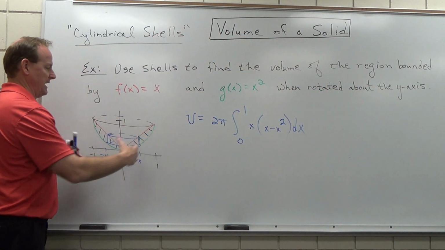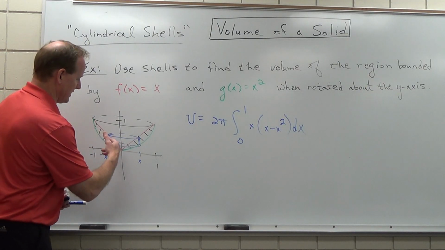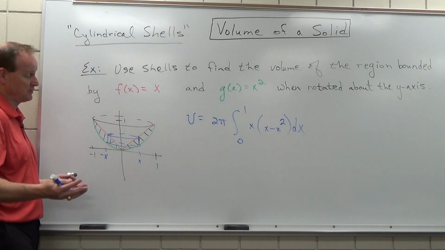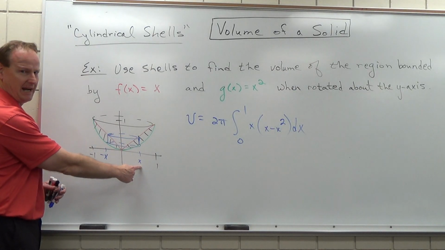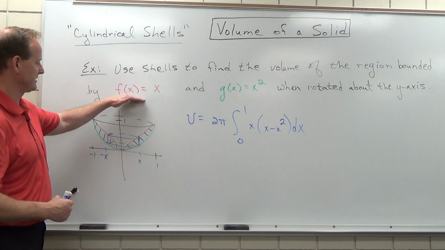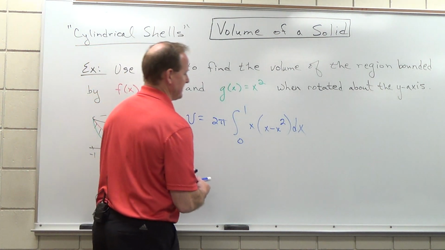Remember, we're adding up the areas of all those cylinders, and the cylinder would be the base, which is the circumference of the circle, 2 pi r, in this case 2 pi x, times the height, which in this case is the upper height minus the lower height. So let's go ahead and calculate this out.